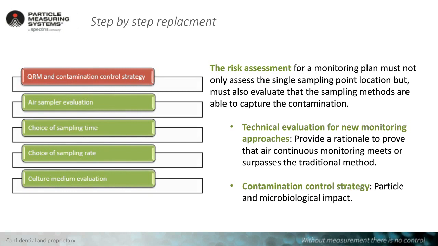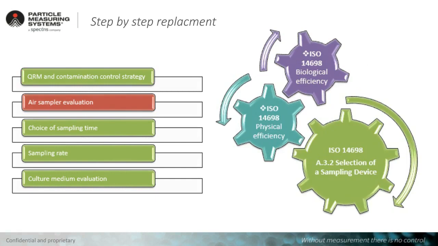When you're looking into selecting air samplers, it is important to use the concepts of ISO 14698, especially biological and physical efficiency, of course, and then looking to chapter A3.2, where it is described how to select a sampling device. Alternatively, you could look in the upcoming European draft 7141, which will help you as well in finding the right air sampler for your need.